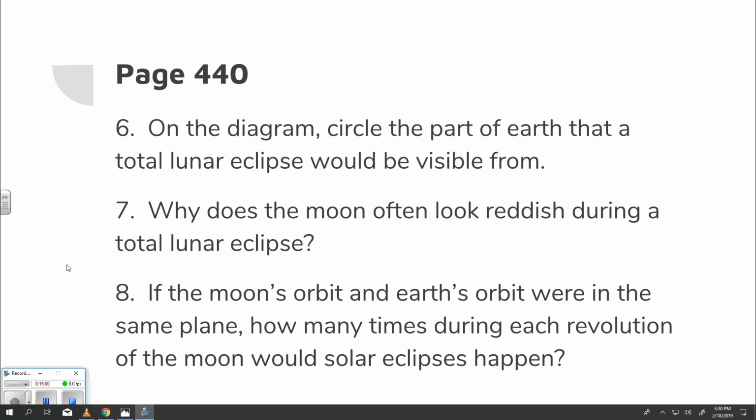Although the moon is in Earth's shadow during a lunar eclipse, the eclipsed moon appears reddish. The red color results because some sunlight bends around Earth through our atmosphere. The light that reaches the moon is mainly red light.